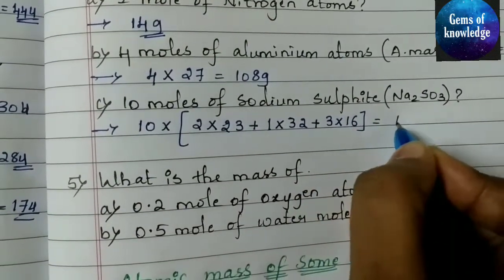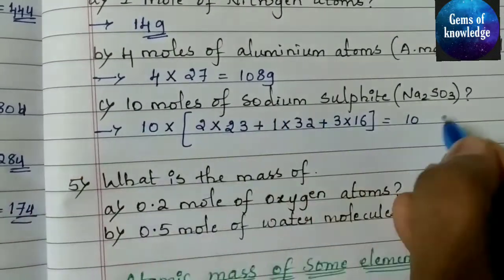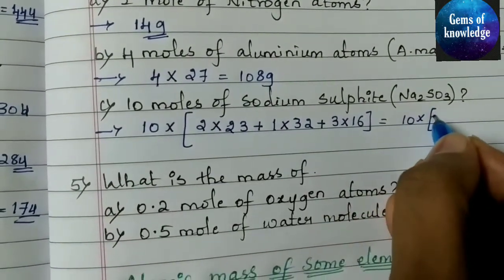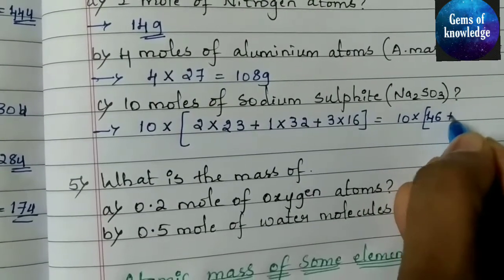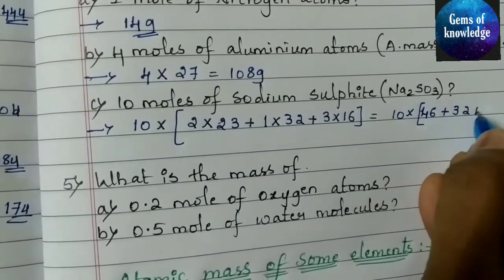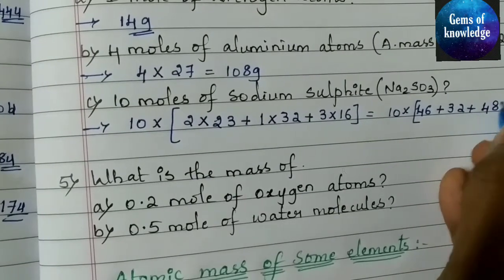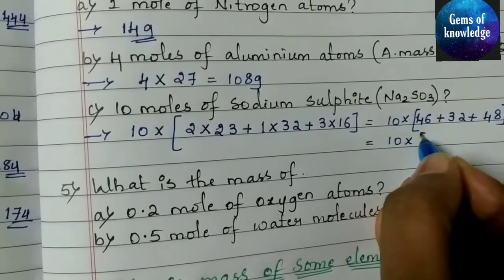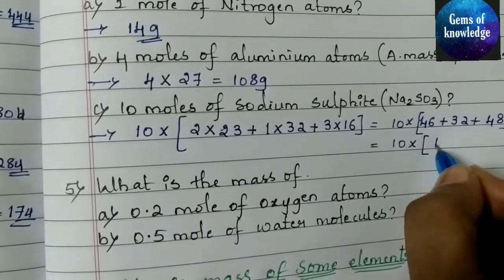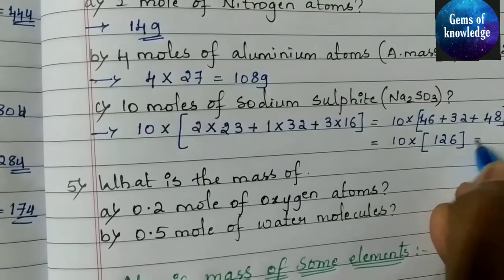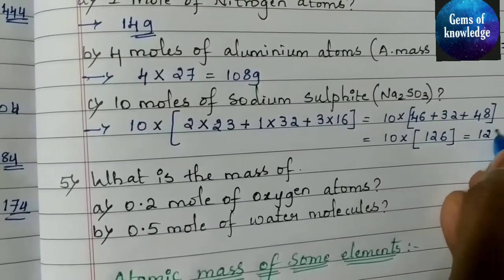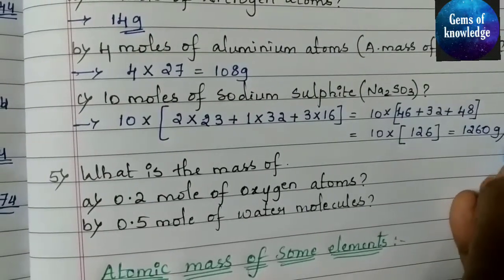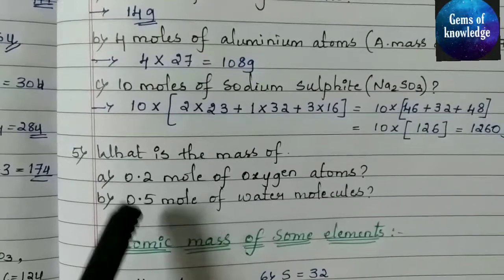So here you will get this 10, the starting 10 will be as it is, into 23 into 2 is nothing but 46, plus 32 ones are 32, plus 48. 3 into 16 is nothing but 48. So when we add this, we are going to get 10 into 126. Okay. So 126 into 10 is nothing but 1260 grams.